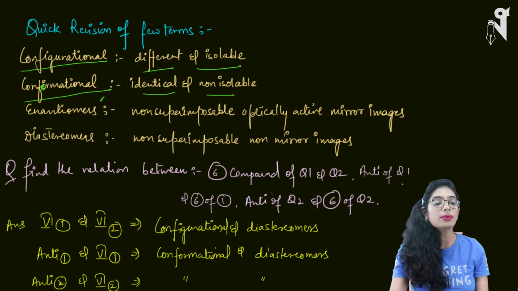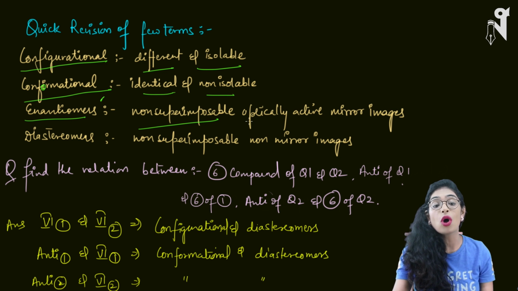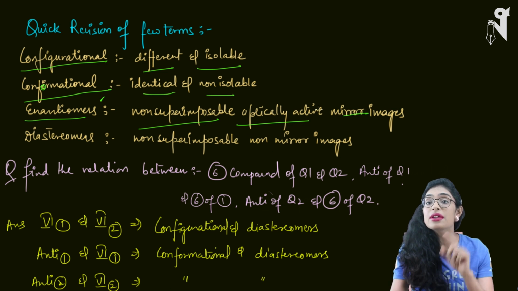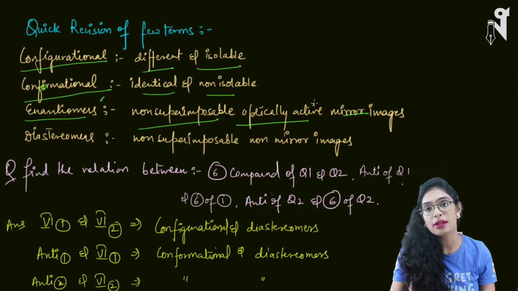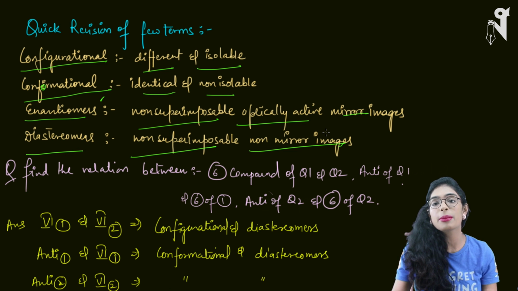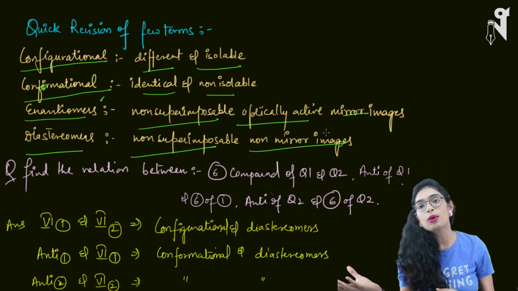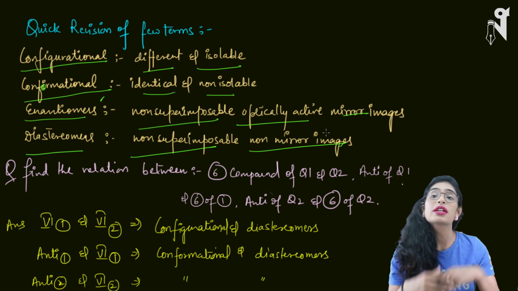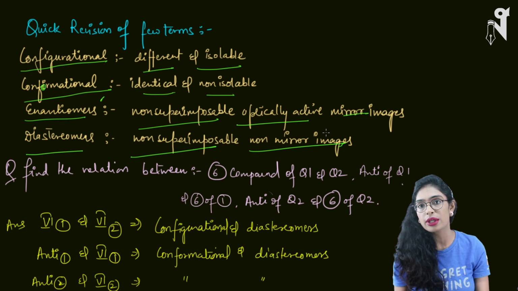Enantiomers are the ones which are non-superimposable, optically active mirror images. Mind it, these are optically active. If it is optically inactive, then it won't be considered as enantiomers. Diastereomers are non-superimposable non-mirror images. One can be optically active, one can be optically inactive, both can be optically inactive, or both can be optically active. Any combination can be there.